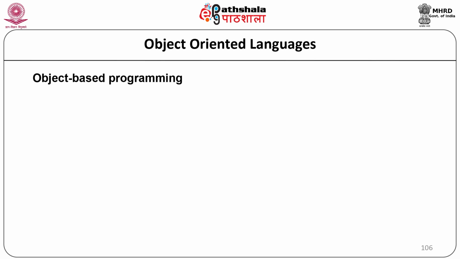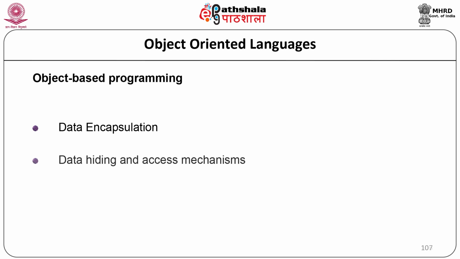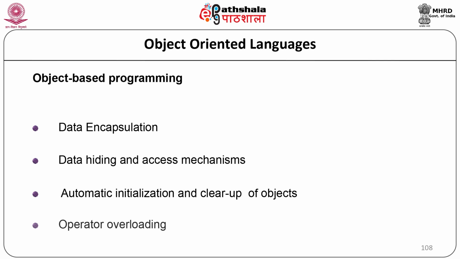Object-based programming is a style of programming that primarily supports encapsulation and object identity. Major features required for object-based programming are data encapsulation, data hiding and access mechanisms, automatic initialization and clean-up of objects, and operator overloading. Languages that support programming with objects are said to be object-based programming languages. They do not support inheritance and dynamic binding. Ada is a typical object-based programming language.